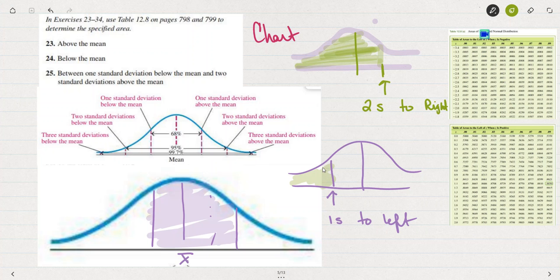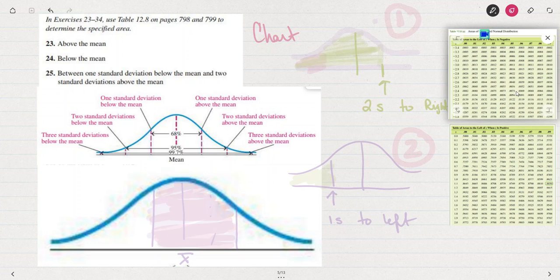And do you see that if I found this area in the top chart and subtract this piece here, the area in sketch number 2, I would be left with this purple pink area that I'm going for. So let's try that with the chart. We're going to first find the percentage of the data that falls to the left of 2 standard deviations to the right.